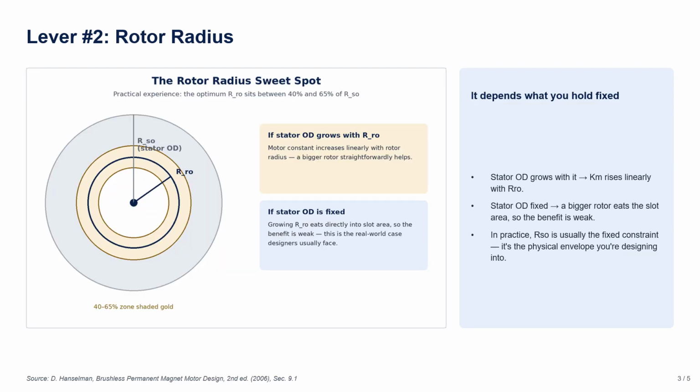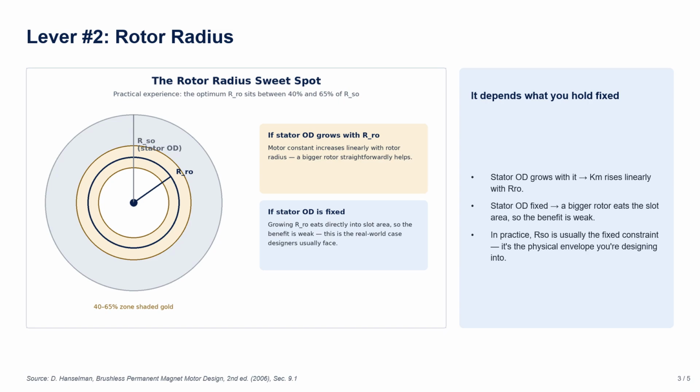The second lever is rotor radius, and here the answer genuinely depends on what you hold fixed. If the stator outside diameter is allowed to grow along with the rotor, Km increases linearly with rotor radius, straightforward. But in practice, the stator outside diameter is usually the fixed constraint. It's the physical envelope you're designing into.